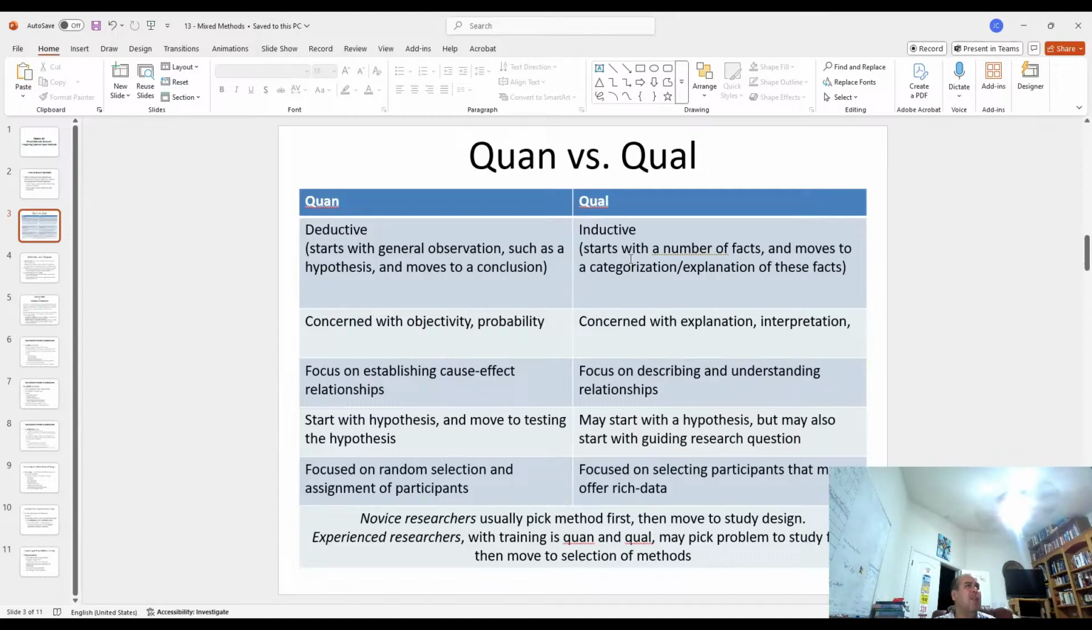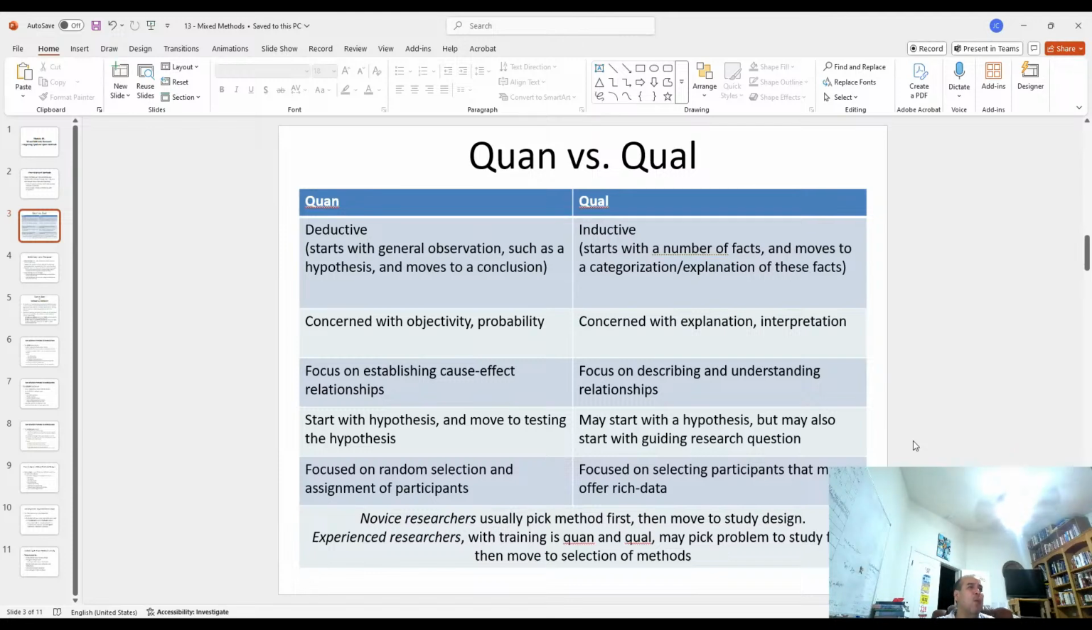On the qualitative side, this is really more inductive research. You start with a number of facts and you move towards categorization, explanation of those facts and how they may fit together. You're concerned with explanation and interpretation. You're focused on describing and understanding relationships. And you may start with a hypothesis if you're doing the quantitative side, but you may also start with a guiding research question on the qualitative side. You're focused on selecting participants that may offer rich data. So that's purposeful sampling. Okay, so a lot of times in mixed methods, you're going to have both a research question and a hypothesis.